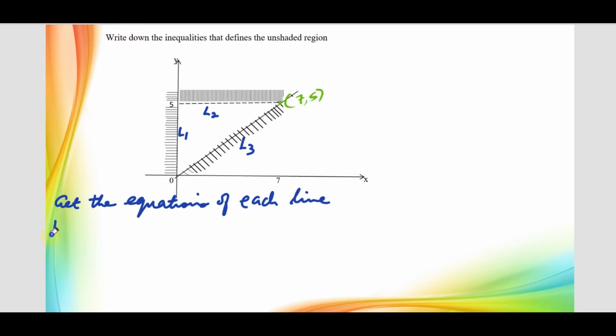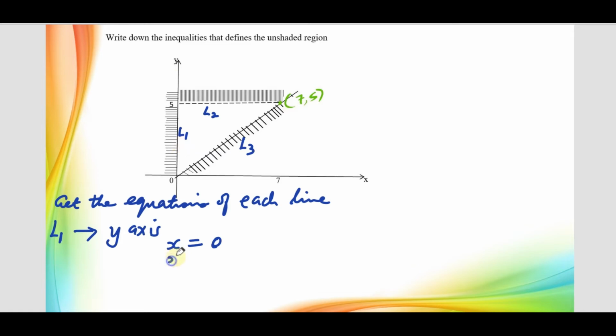So we start with line 1. The equation of line 1 is the y-axis. The equation of the y-axis is given by x is equal to 0. Look at the side that is shaded. The side that is shaded is the unwanted side, and that is the side that is less than, to the left. The required side is the side to the right of that line, that is greater than.